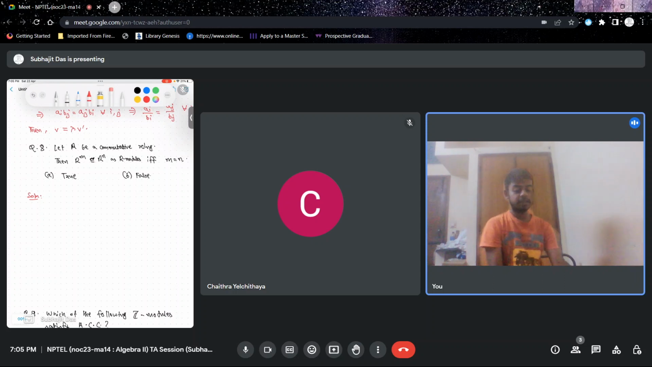So let's see this problem. You are given a commutative ring R. You need to figure out whether R^m is isomorphic to R^n as R-modules if and only if m is equal to n. So first of all, let us get back to the simplest case. What happens if R is a field F? Then if these are isomorphic as vector spaces, does that imply that m is equal to n?